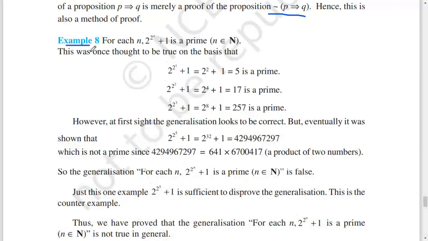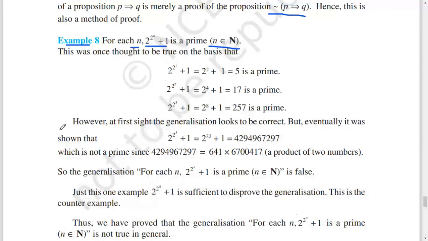Example 8. For each n, 2 to the power 2^n plus 1 is a prime, n belongs to N. This was once thought to be true on the basis that 2 to the power 2^1 plus 1, equal to 2 squared plus 1, equal to 5, is a prime. 2 to the power 2^2 plus 1, equal to 2 to the power 4 plus 1, equal to 17, is a prime. 2 to the power 2^3 plus 1, equal to 2 to the power 8 plus 1, equal to 257, is a prime.